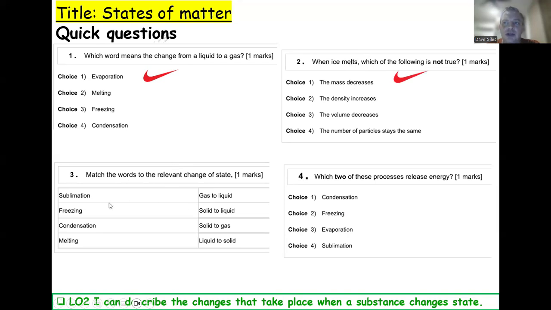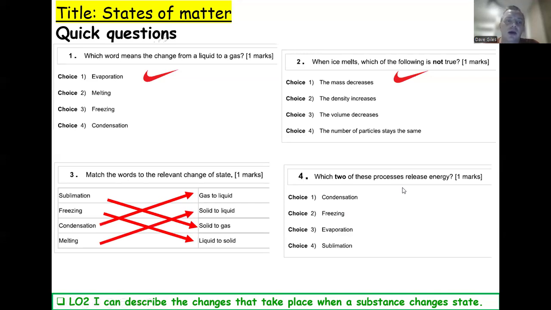Match the words to the relevant state change. So sublimation, now we haven't talked about that, but you can work it out through process of elimination. It's solid to gas. Freezing is liquid to solid. Condensation is gas to liquid, and melting is solid to liquid. And which two of these processes release energy?